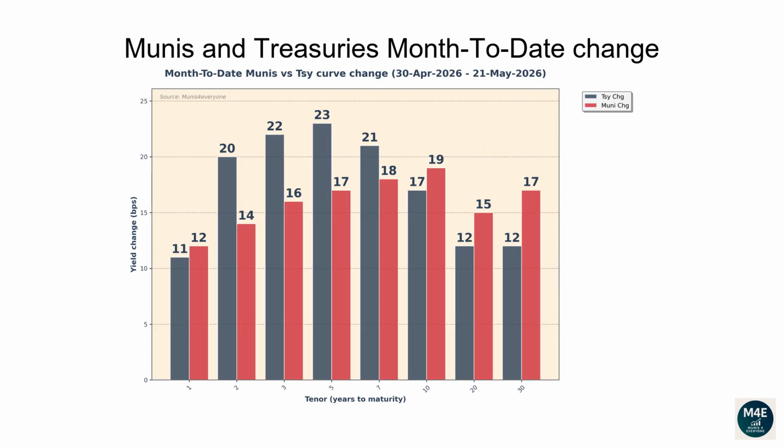This graph shows how much interest rates have changed since the end of the previous month. The current bar plot shows how Munis and Treasuries have changed since the end of April.